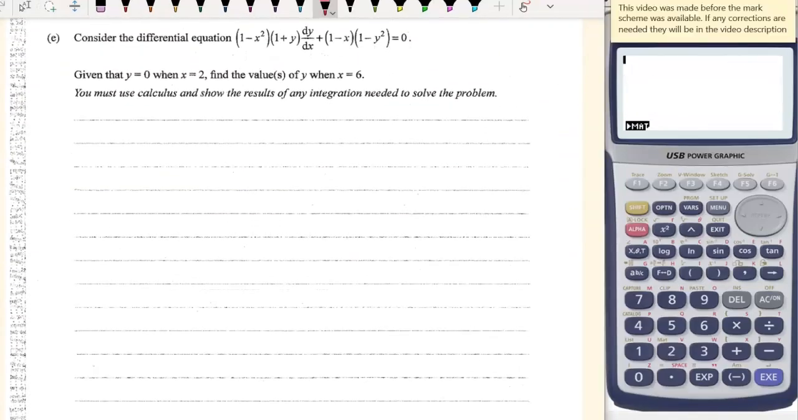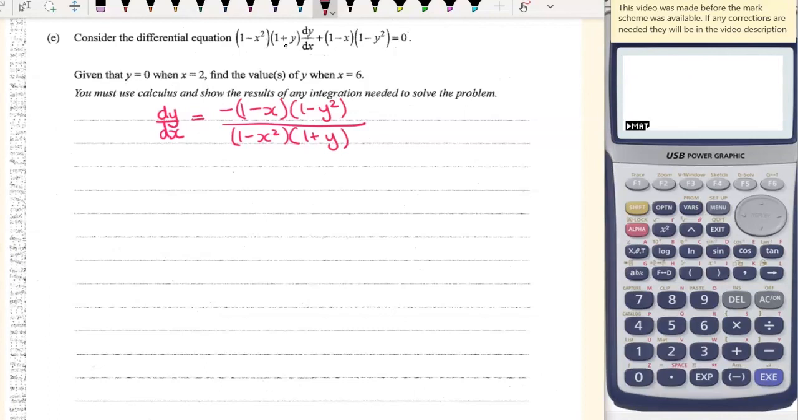All right, let's finish off the last question of this paper. We have x's and y's all jumbled together, so we need to separate the variables. And we'll start by getting dy by dx on its own. So if we take this portion over to the right, we'll have minus 1 over x, 1 minus y squared. And then we take this portion over and divide it, then we will have 1 minus x squared, 1 plus y.